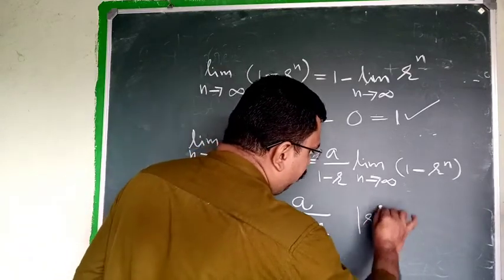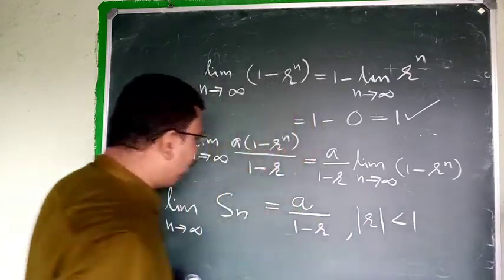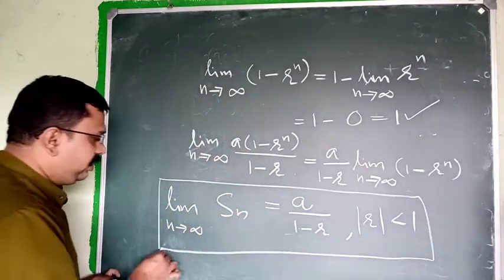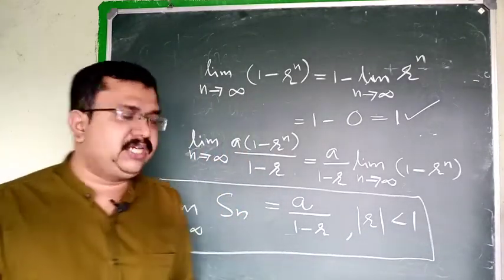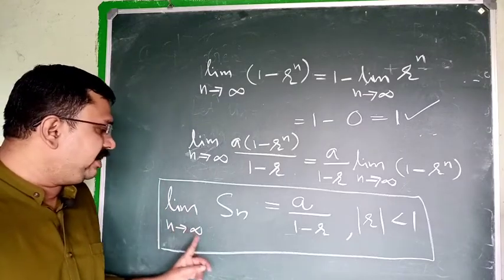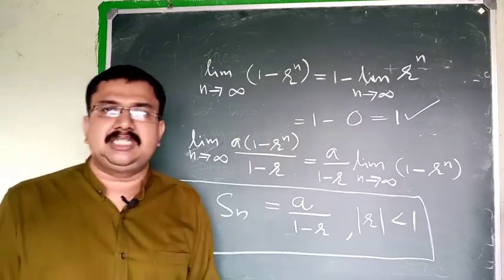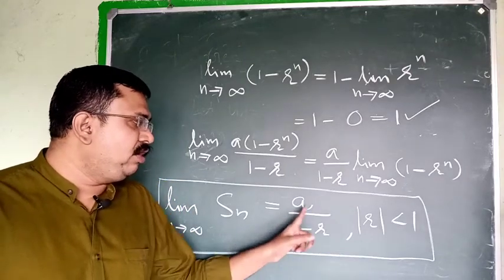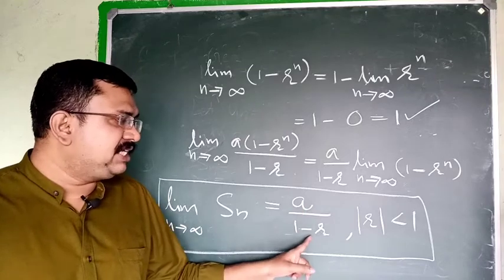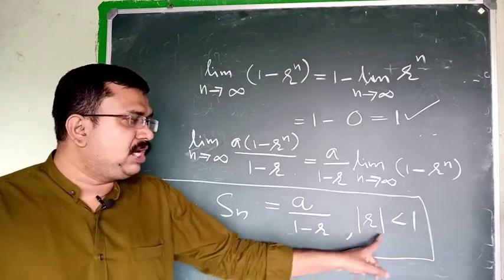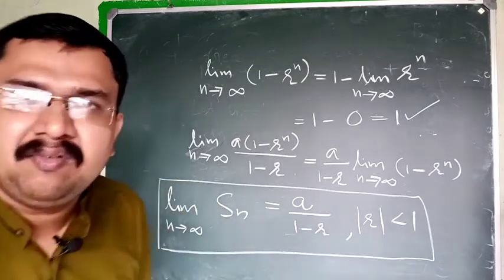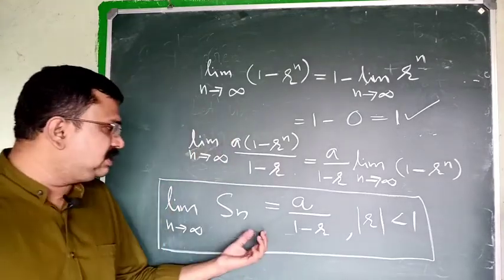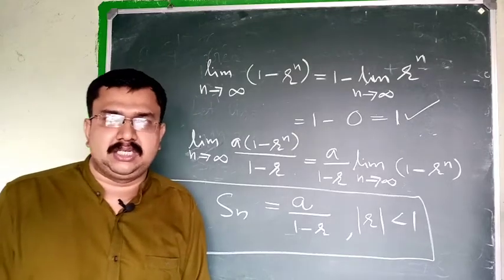Very important: modulus of r is less than 1. This is a standard result. Please write down on your notebook. Very important equation. Remember that limit n tends to infinity Sn, where Sn is the sum of n terms of a geometric progression, is equal to a by 1 minus r. Remember that modulus of r is less than 1. Okay, what the idea? Please write down on your notebook. This result is very important.